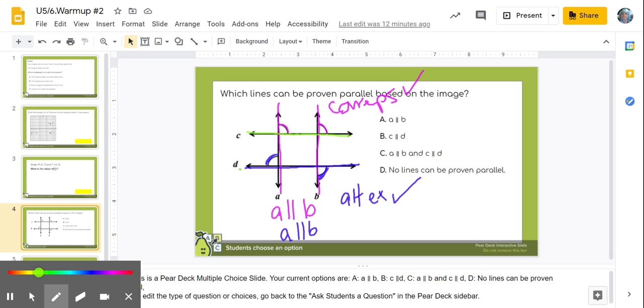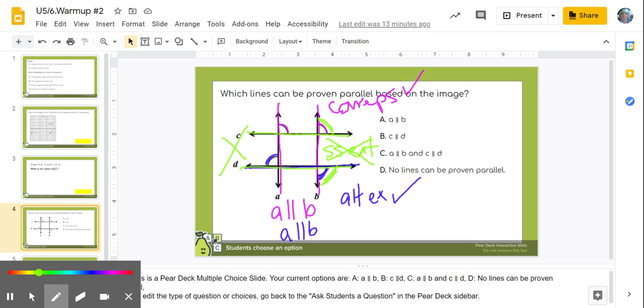If I look at C and D, what's the relationship between the green angles? Are they same side or alternate? Same side, they're both to the right of line B. Are they inside or outside of the parallel lines? They're exterior. So these are same side exterior. Same side angles should be supplementary, and these say congruent. So those lines are not parallel.